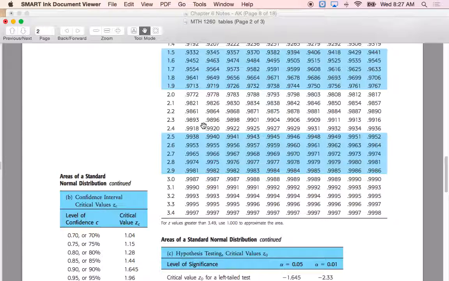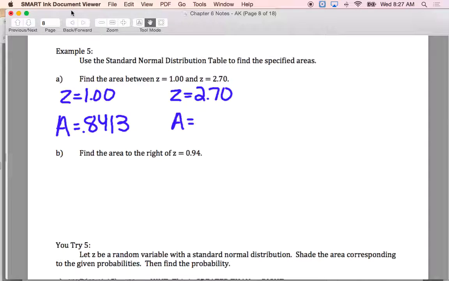Okay, so I got 2.70. That's going to be a 0.9965. So I'm going to go back here and have 0.9965. Now look at the last page of notes that we just did. If you have the words in between or less than, you have to subtract. You take the biggest area minus the smallest area.